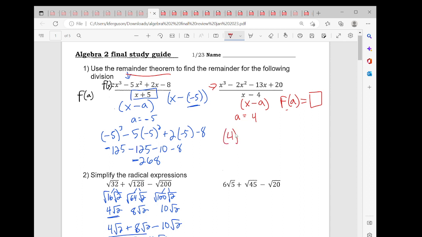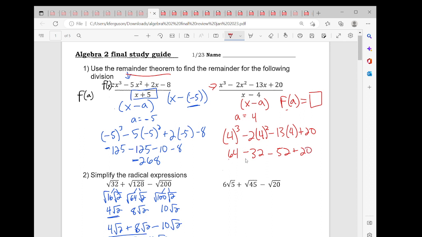So that's 4 cubed minus 2 times 4 squared minus 13 times 4 plus 20. Well, 4 cubed is 64. 4 squared is 16 times a negative 2. That's negative 32. And then 4 times 13. What is that? That's 12. Carry the 1, that's 52. So minus 52 plus 20.